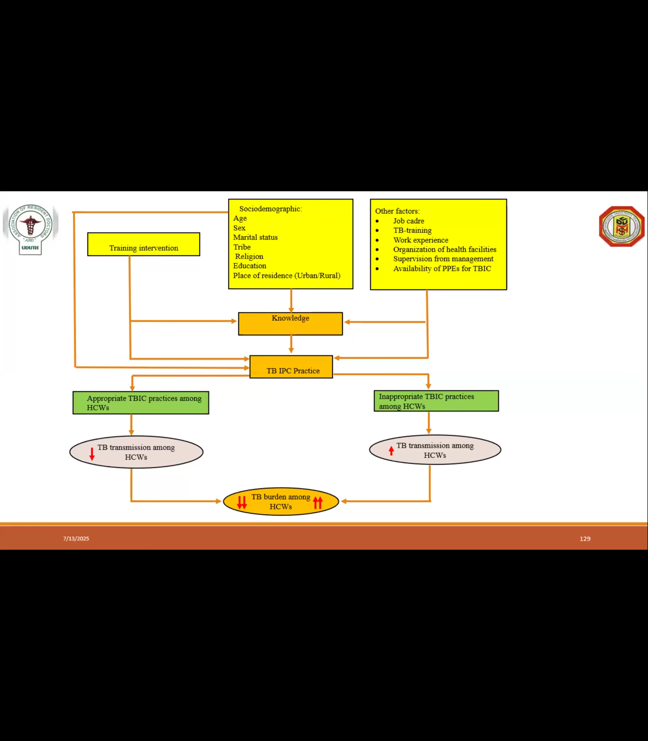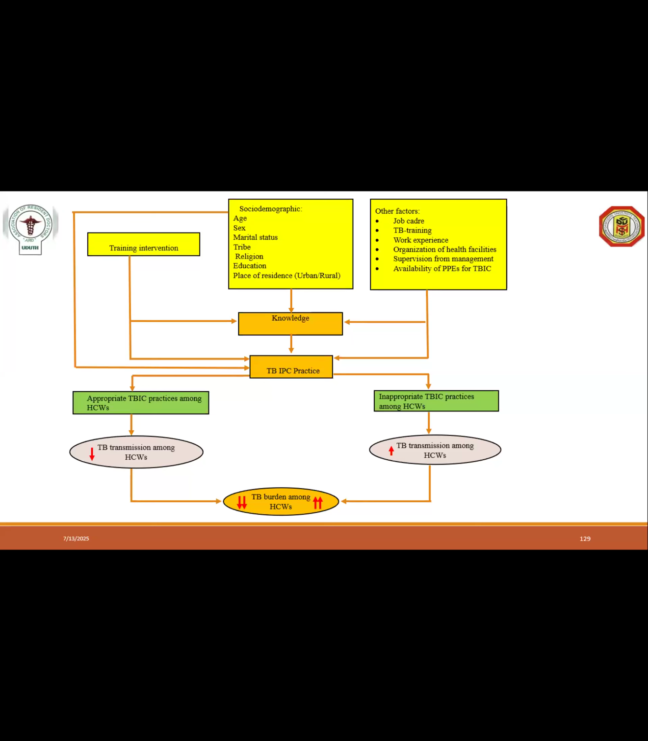And after that, what does that end up? If it ends up at the end of the day, you see last one, the TB burden among healthcare workers will either reduce or will increase. The burden of tuberculosis, if they now have good knowledge, they tend to have a good IPC practice. If this age, sex, marital status, socio-demographic factors can affect their knowledge. Training intervention, on the other hand, can affect the knowledge, can affect the practice again.